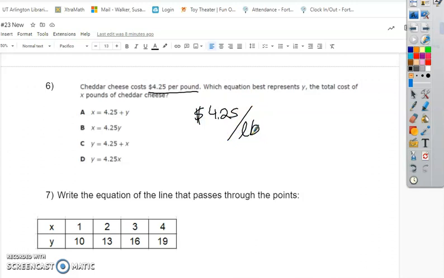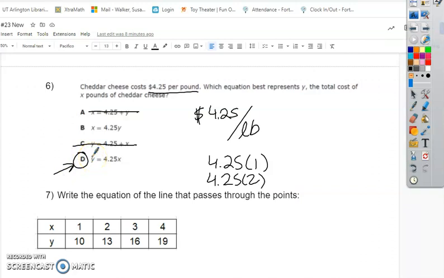Since this is all that I know, guys, I'm going to go in and cross off C and A because this is a proportional situation. If I want to know how much 1 pound costs, I would do 4.25 times 1. If I want 2, I would do 4.25 times 2. Okay? So then we have to figure out between these two. And what I'm going to tell you is almost always, and I'm just going to tell you, in 7th grade, it's going to be D because it's y equals.